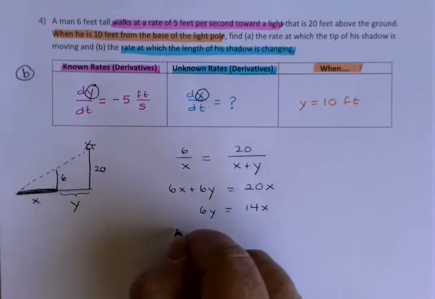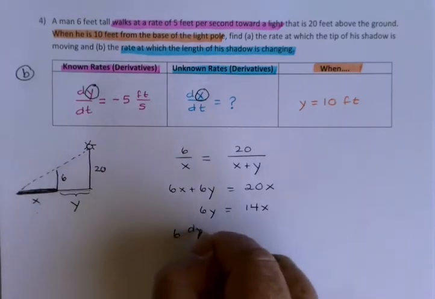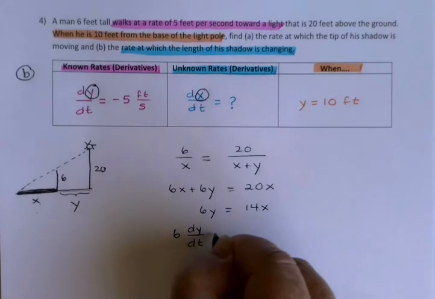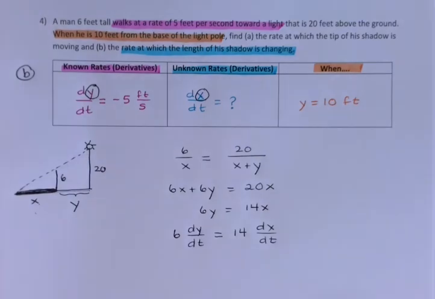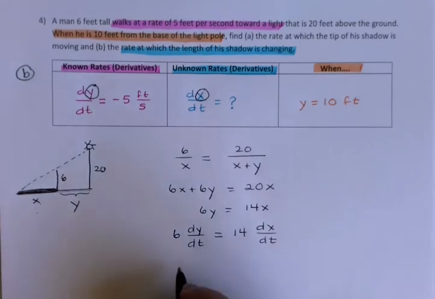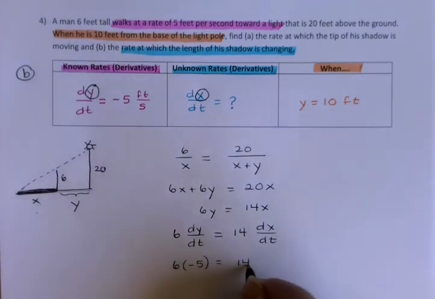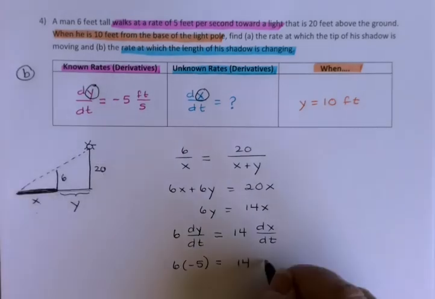Everything with respect to time. So 6 times dy/dt equals 14 times dx/dt. Not a whole lot more I need to do with that. So let's plug in our information. dy/dt is negative 5. dx/dt is my unknown, so that's okay.